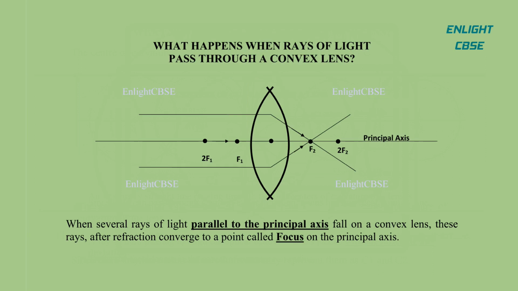What happens when rays of light pass through a convex lens? When several rays of light parallel to the principal axis fall on a convex lens, these rays, after refraction, converge to a point called the focus on the principal axis.